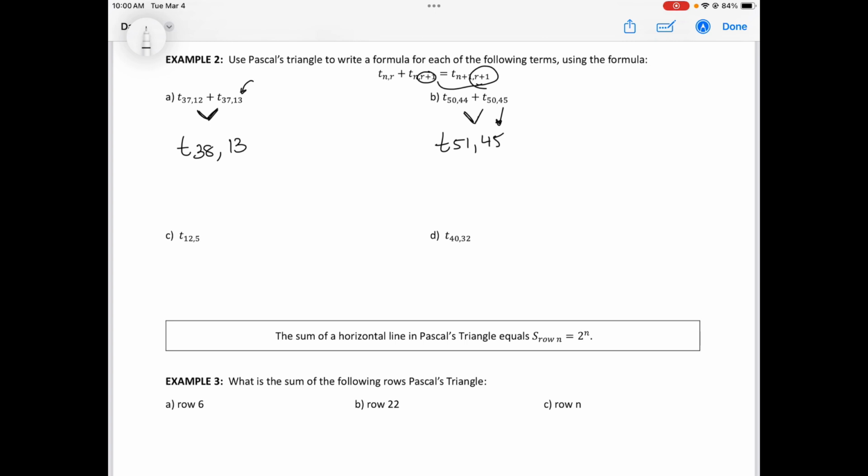Okay, so if we have the term in row 12, term 5, we kind of want to think backwards. Where did this come from? So we know that this came from row 11. And this 5 has to match here, so that's going to be 5 and 4. And then term 4032, where did this come from? Well, these came from the 39th row, and it came from 31 and 32. Right? These have to match.